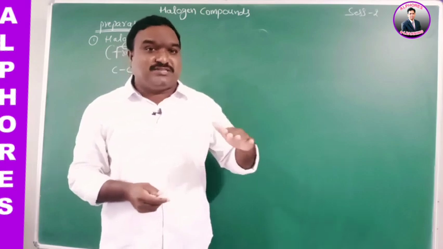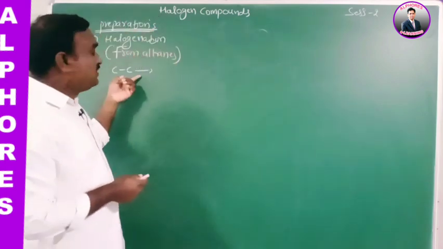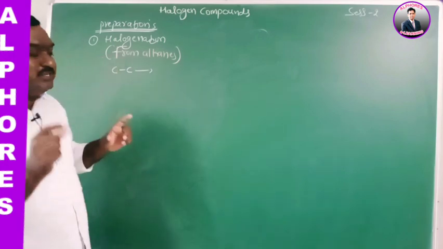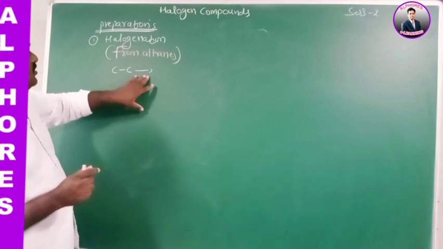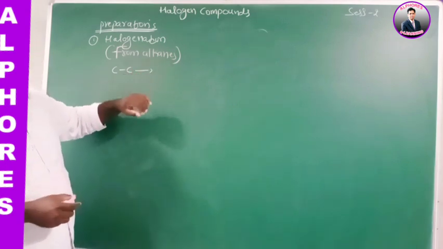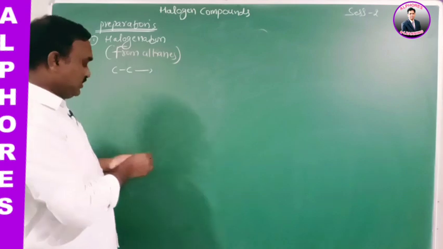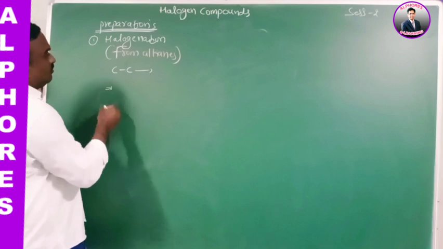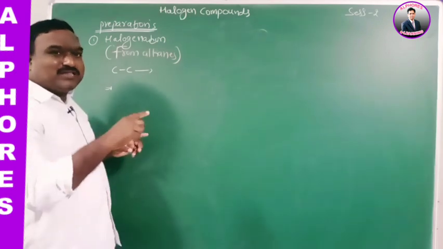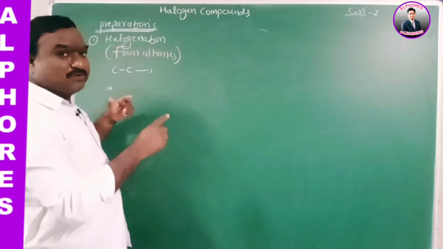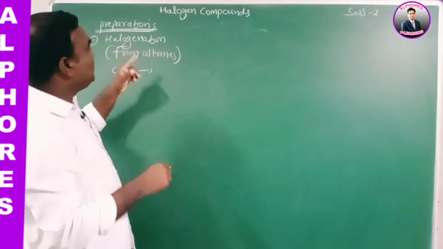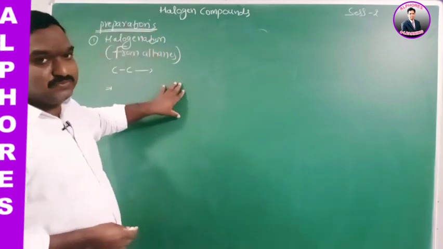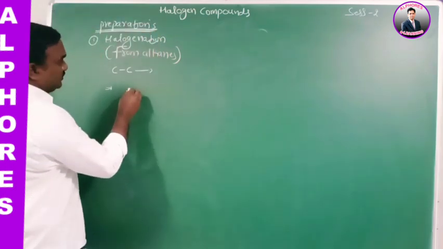What type of reactions are favorable for alkanes? Free radical substitution reactions. Majority of the alkanes undergo free radical substitution reactions here. So, whatever alkane is given, based on the connectivity of carbons and hydrogens, we can explain chemical activity of alkanes in free radical substitution reactions.